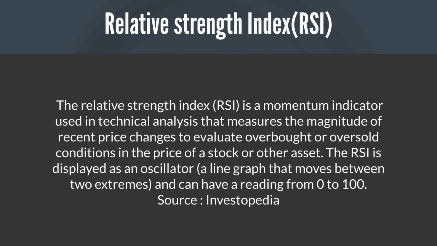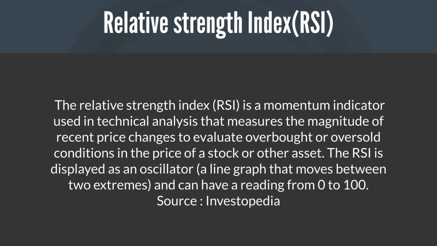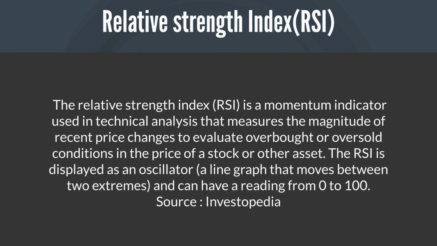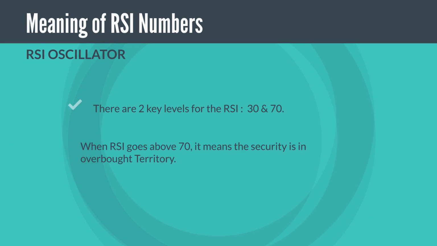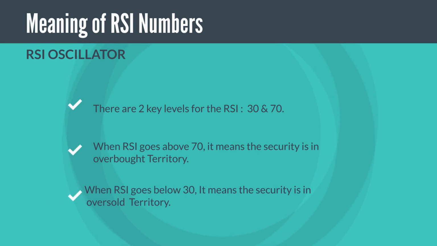The RSI is displayed as an oscillator, a line graph that moves between two extremes, and can have a reading from 0 to 100. There are two key levels for the RSI, 30 and 70. When RSI goes above 70, it means the security is in overbought territory, and when RSI goes below 30, it means the security is in oversold territory.